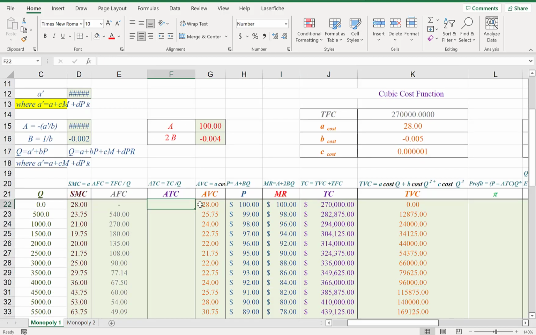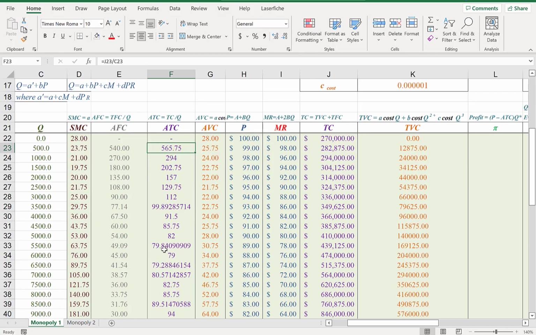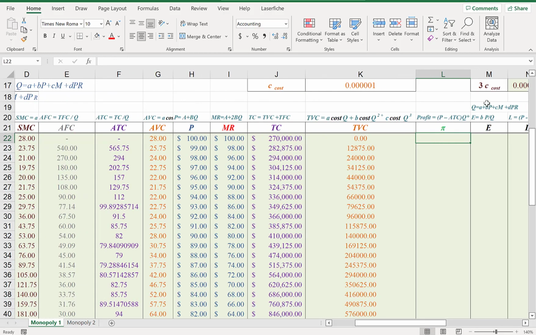Now I can calculate average total cost. So total cost divided by quantity. I can't for the first row because quantity is 0, so I'm going to put a dash here, but all the other values are correct. So what is my profit?